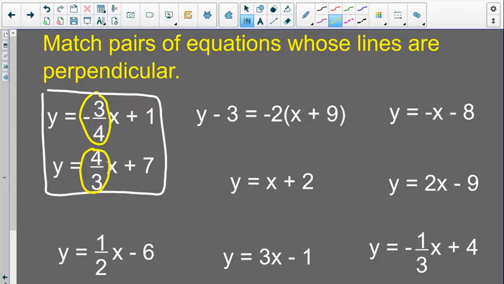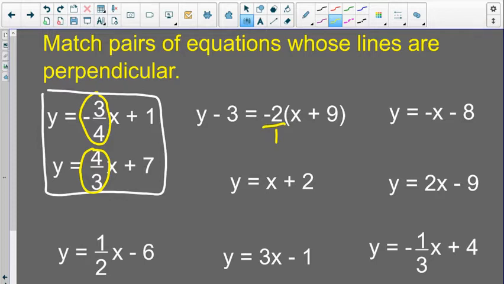Let's see if there's any others. Let's go with that long one in point slope form. Okay, here I can see that my slope is -2, which, keep in mind, anytime a slope is just a regular number, like an integer, we can turn it into a fraction by putting a 1 underneath it.